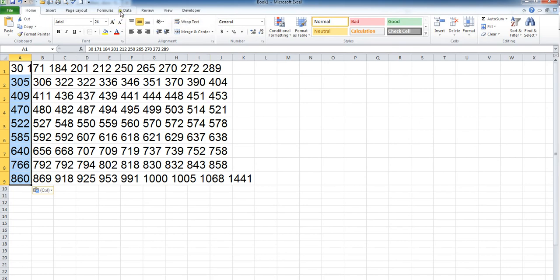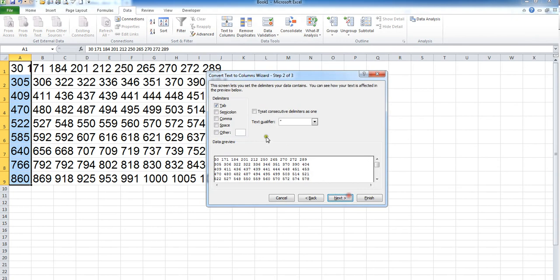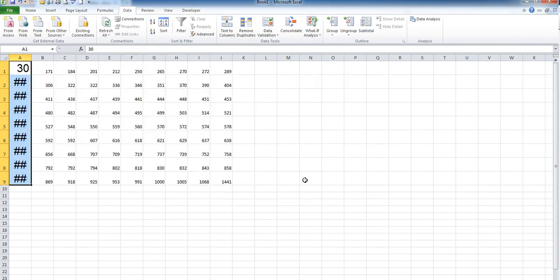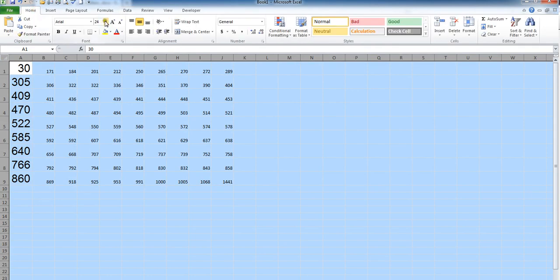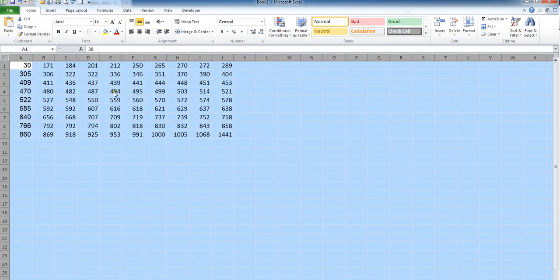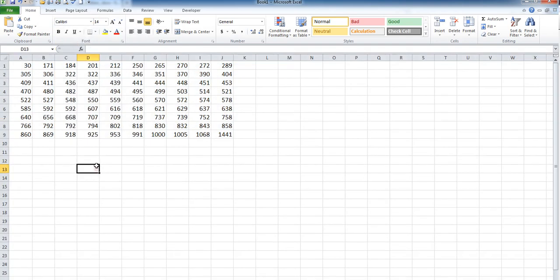Text to columns, delimited, next, space, finish. Okay, there's my data. Let's make it all the same size so it's not so much of a headache to look at. Apologize, just be patient with me here, friends. Let me just get through this. Calibri maybe, so it all looks the same. All right, let's see. The lowest is 30, the highest is 1441. I'll bin it by 100.